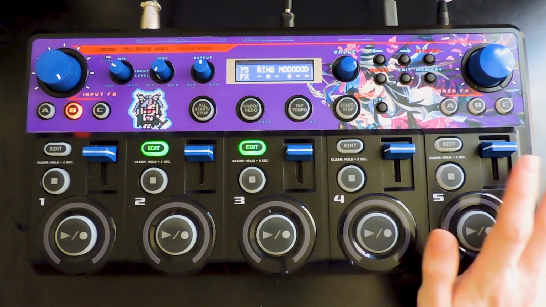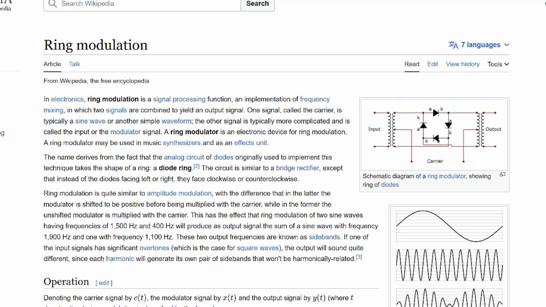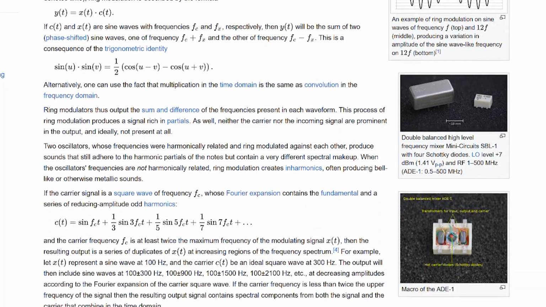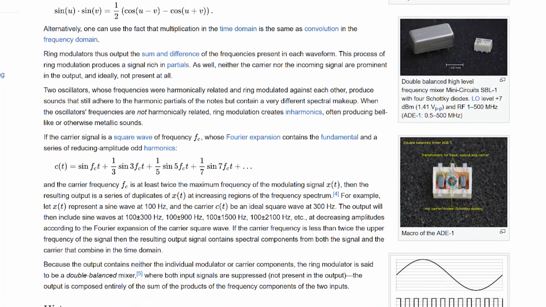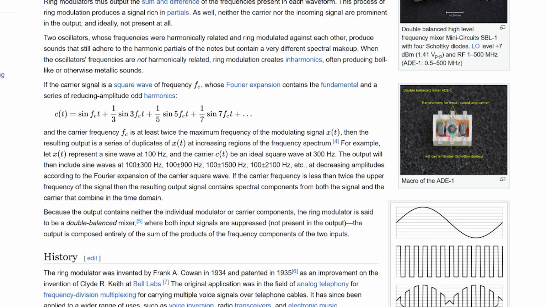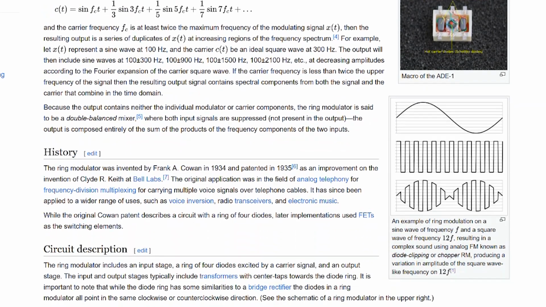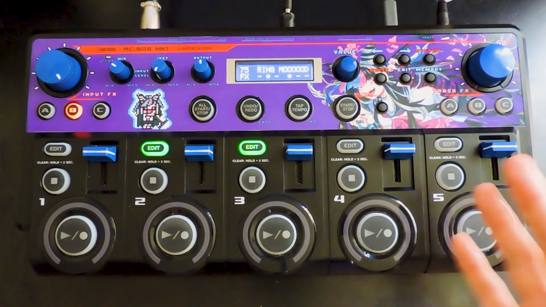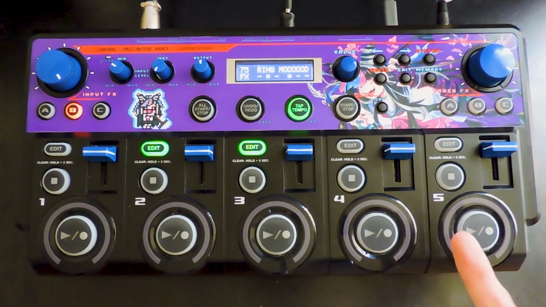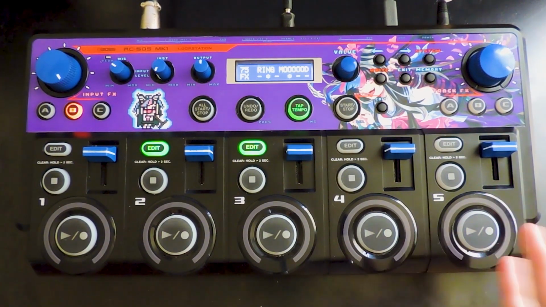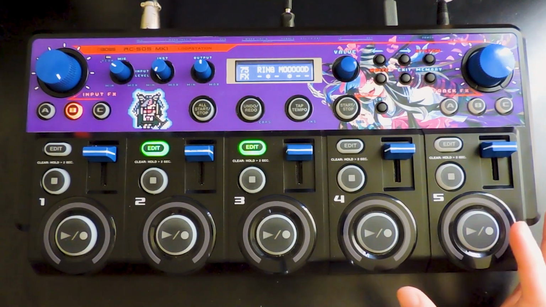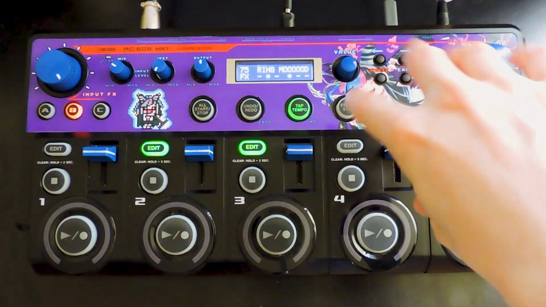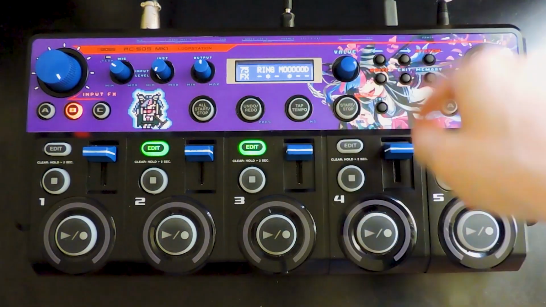But what does it do exactly? This is just the Wikipedia article right here on the ring mod. A lot of math involved. It's crazy. Basically, it takes the stimulus, which it uses as a carrier, kind of like the vocoder, does some math to the signal, and then outputs a sound that gives it a ringing tone. It's called a ring mod, not for the ringing tone, but for the ring of diodes that the signal is traveling around.